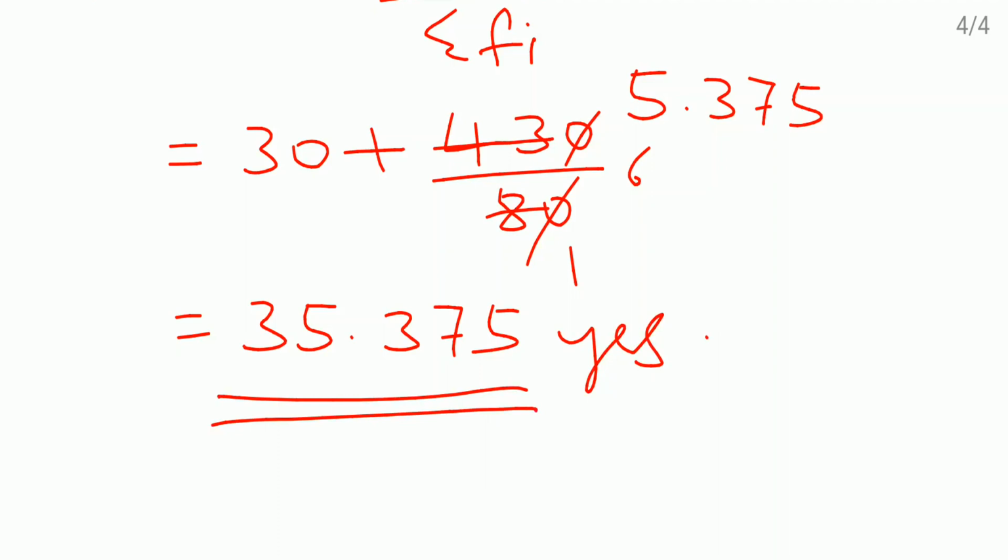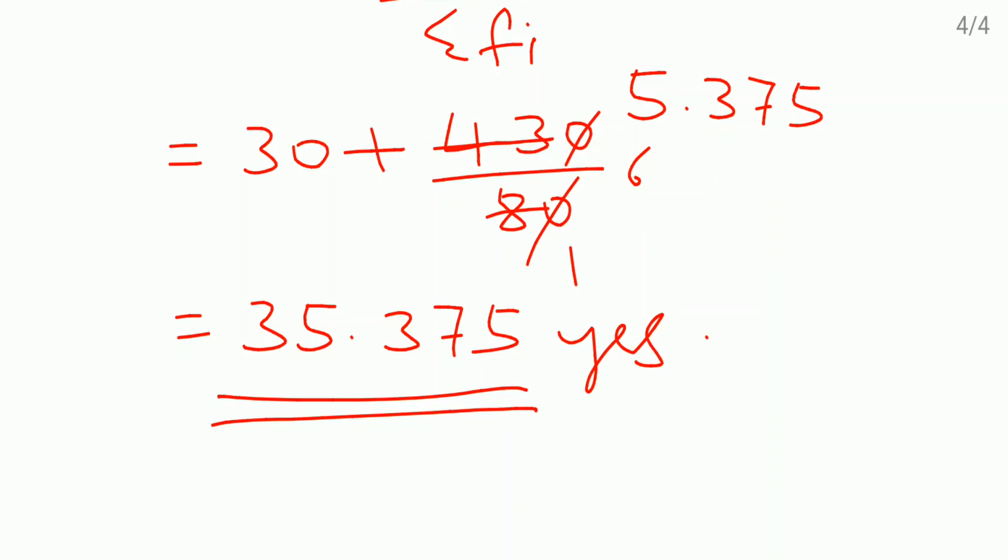Now finally what they said: compare both the answers for the mode as well as for the mean, and then we need to conclude. So in the mode, what was that mode? It was 36.8. Mode was that, and mean is 35.375. Approximately the same. Now finally we need to conclude.